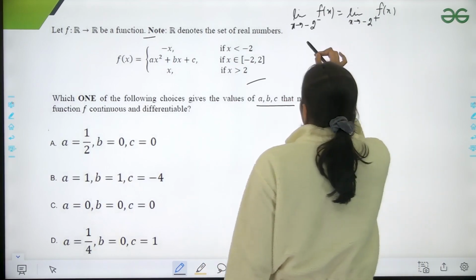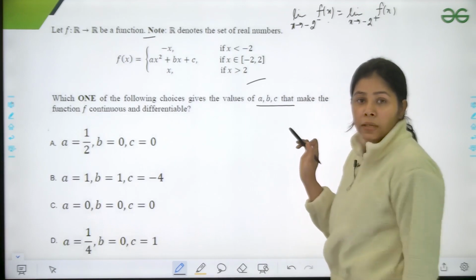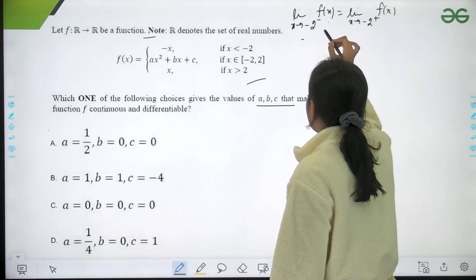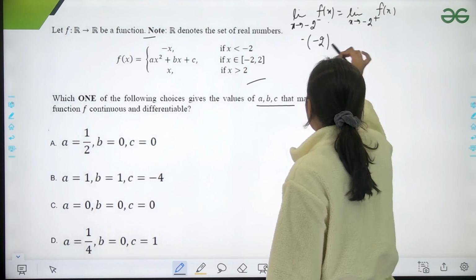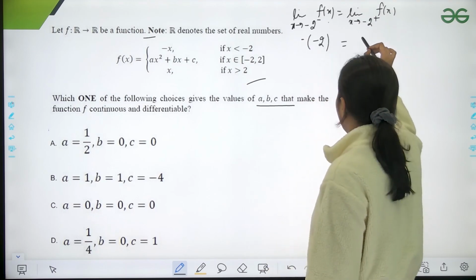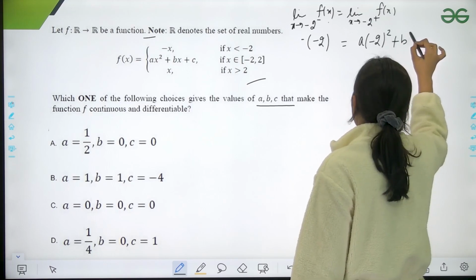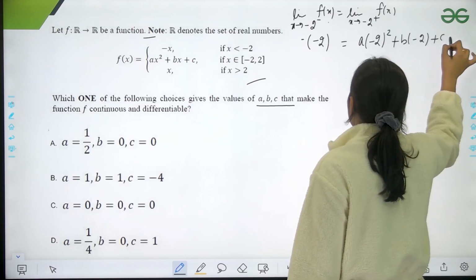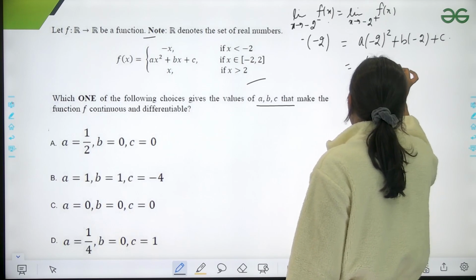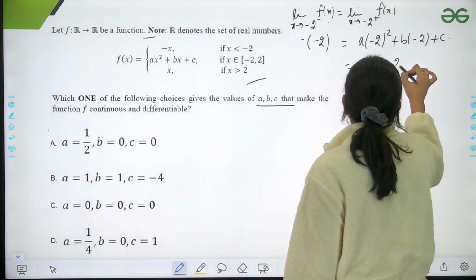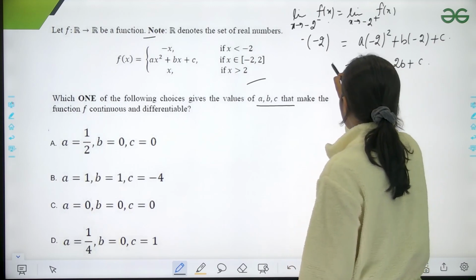That means minus x. If I put fx equals minus x, that would become minus of -2, right? And this would become ax square, that means a into -2 square plus b into -2 plus c. So we get one equation, 4a minus 2b plus c is equal to 2, right?